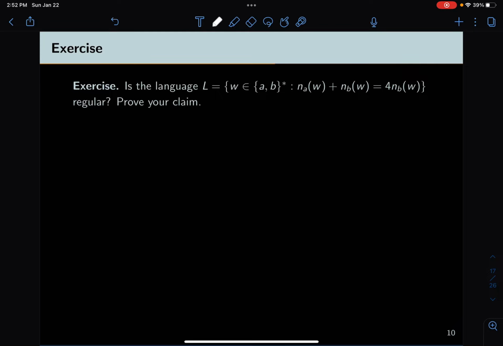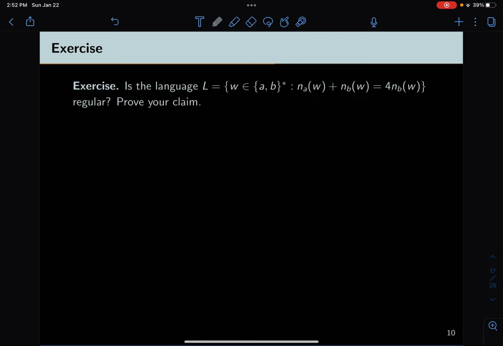Okay, hello everyone. In this video, we're asked to determine whether the language L, where L is a string over the alphabet {A, B}, so in this case we don't have a form for the string W. The only condition we have on the string W is that its number of A's plus its number of B's has to equal 4 times its number of B's. Okay, so we need to determine whether this language L is regular or not, and then we need to prove our claim.